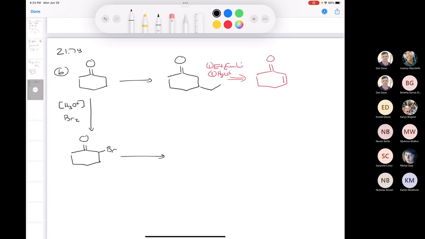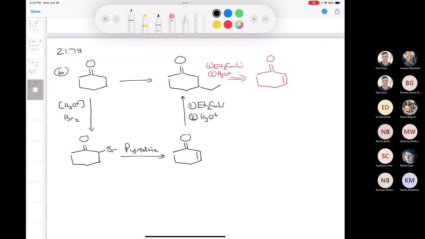Then we treat that with pyridine or lithium carbonate. Let's just use pyridine this time. So pyridine, that's going to give us the alpha-beta unsaturated ketone like this. And then it's just a Michael addition from here on out. So step one is to treat it with the ethyl cuprate. And step two is to treat it with aqueous acid like that.